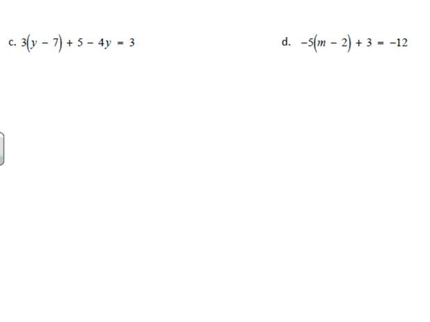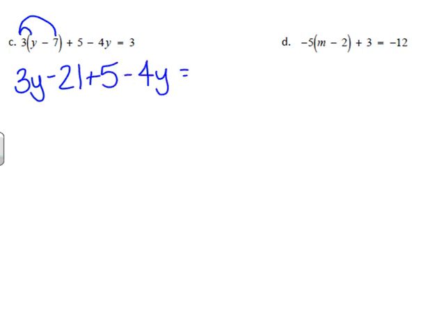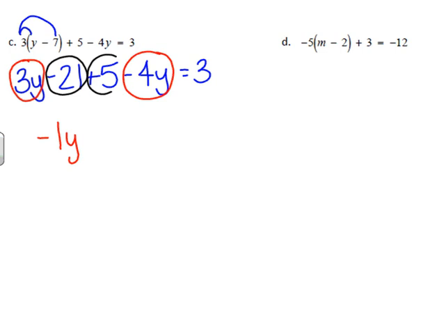All right, part C, start by distributing. 3 times y is 3y. 3 times negative 7 is negative 21. Plus 5 minus 4y equals 3. Okay, next I'm going to combine like terms. So 3y and negative 4y is negative 1y. Negative 21 and positive 5 is negative 16.